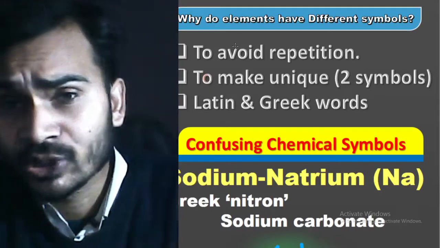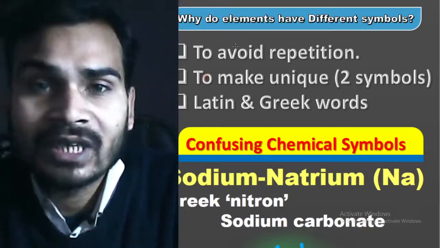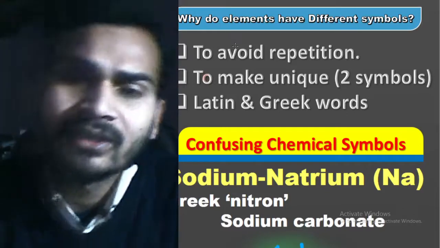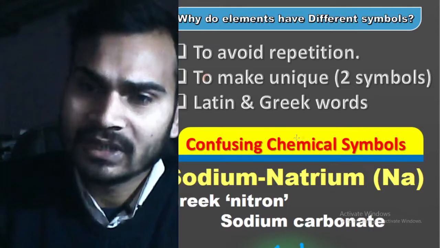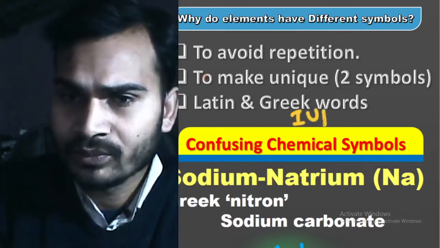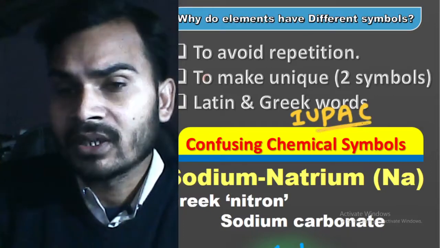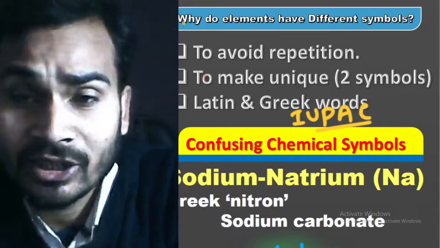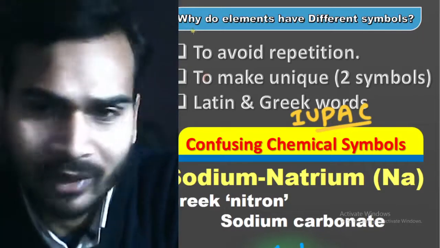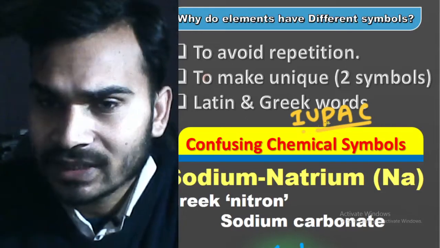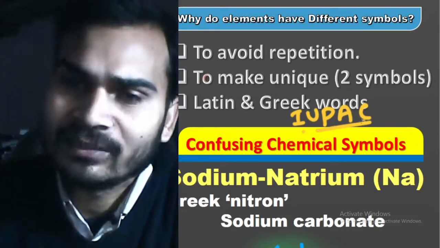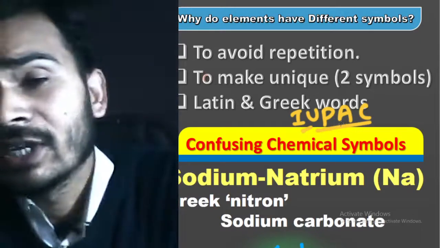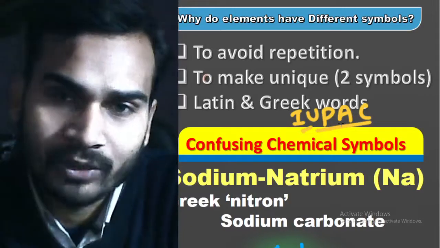The next question: which organization is contributing to or reorganizing the symbol and name pattern? It is IUPAC. It is the organization which is working for the naming of organic as well as inorganic elements, and obviously compounds also. Its full form is International Union for Pure and Applied Chemistry. It is the organization which is working for the naming pattern of the elements as well as the compounds.